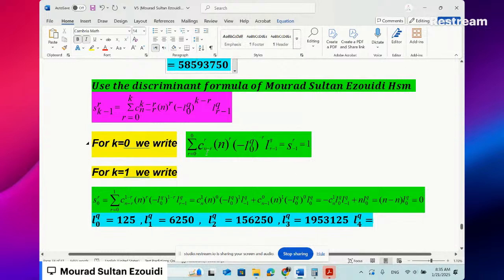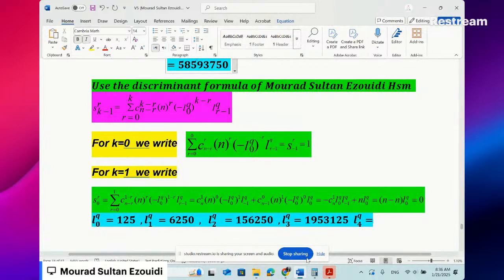This is the theorem of Mr. Murad Sultan Ezouidi. Okay, S subscript k minus 1 over r equals the sum from 0 to k combination n minus r plus k minus r, n raised to the power r between parentheses, 1 to the 0 for q raised to the power k minus r, l r minus q, l r minus 1 of order 2. This is the Ezouidi theorem, or Murat Sultan Ezouidi theorem.